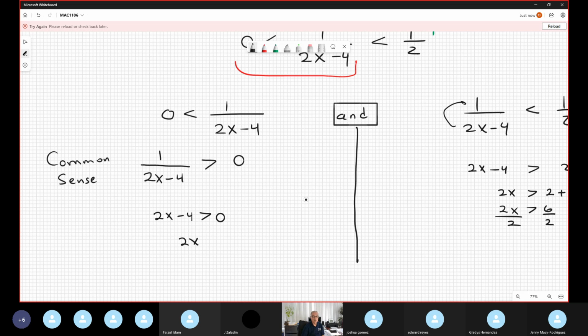2x greater than 4, divided by 2, x is greater than 2. And this is my second piece of information. It's 2, no? It's 2. Divided by 2 is 2. I copied it wrong on my piece of paper.